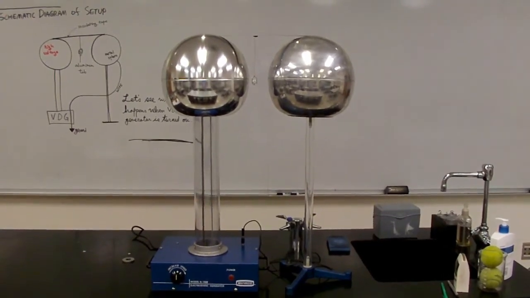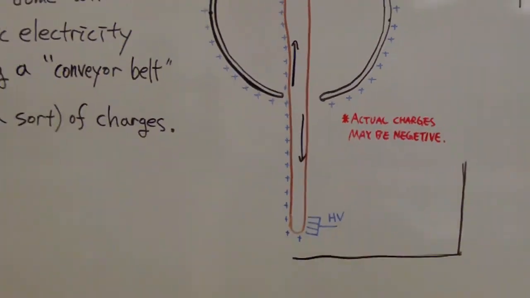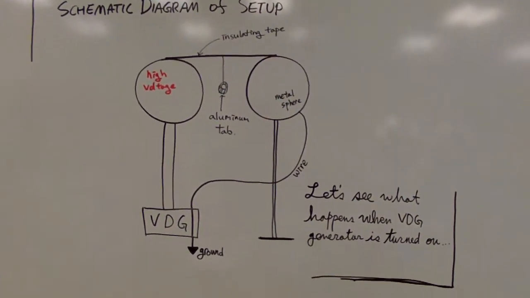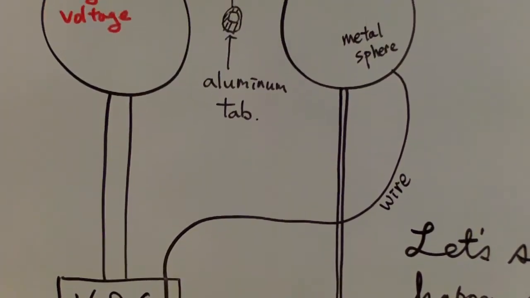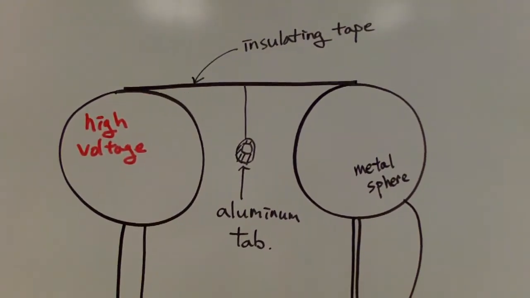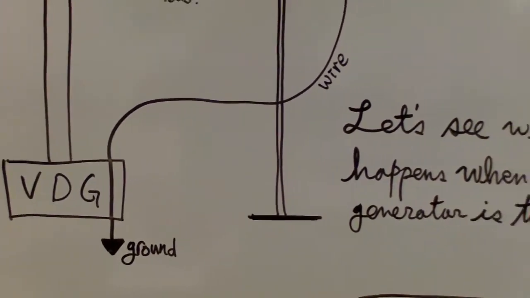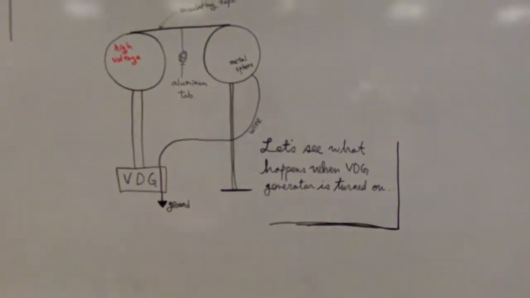So we have a setup of a Van de Graaff generator and the grounded sphere here, with the schematic diagram shown on the board, with an aluminum tab between them. And let's see what happens when the Van de Graaff generator is turned on.